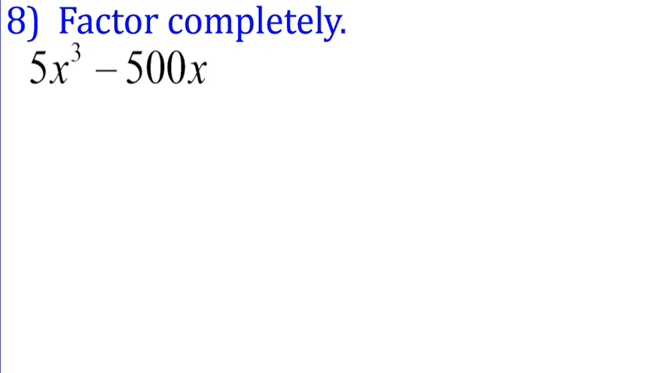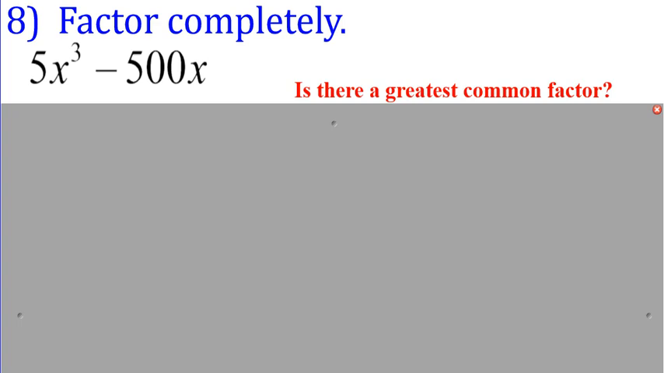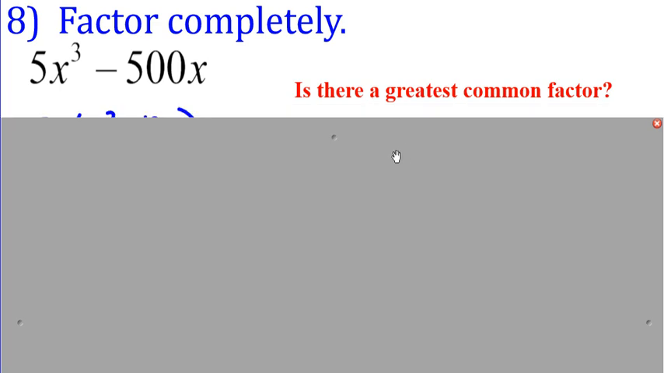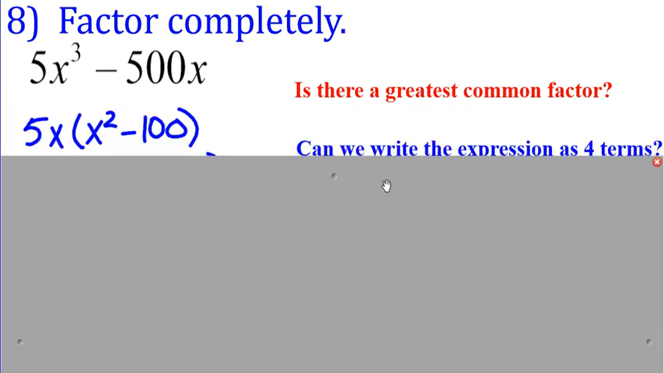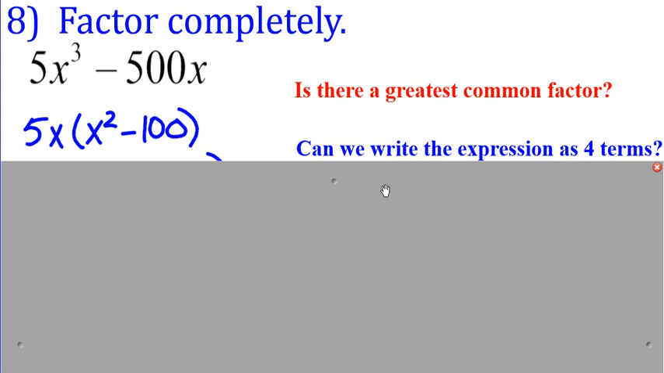How about this polynomial? 5x to the third minus 500x. First thing we should be looking for is, is there a greatest common factor? And we can see that both terms have a 5 and an x in common, so we'll divide that out. The next question is, can we write it as an expression of 4 terms? Well, we can see that we're missing that linear term again like we had before, so if it helps you to write it in, put the 0 for the placeholder.